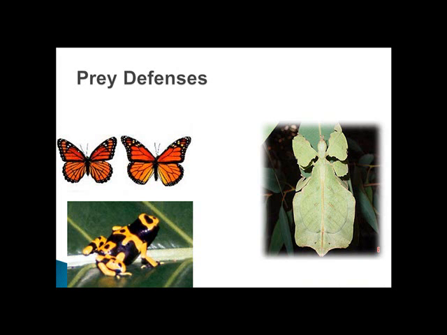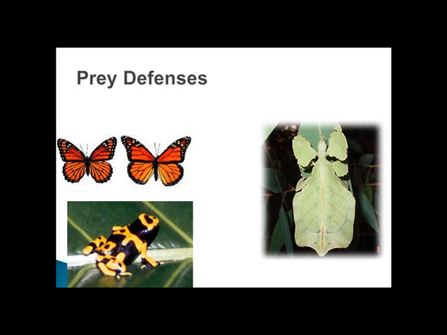Back to prey defenses. Camouflage is an adaptation in form, color, pattern, or behavior that allows a prey or predator to blend in with its surroundings. In mimicry, prey not equipped with defenses may escape predators by resembling more toxic prey. And you can see that here with the viceroy and monarch butterflies. The viceroy is not poisonous, but the monarch is.